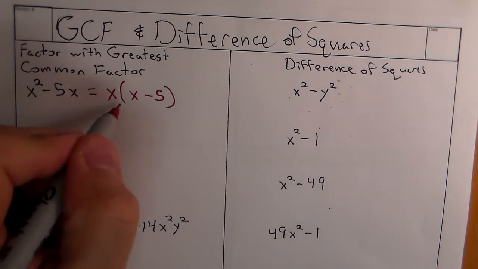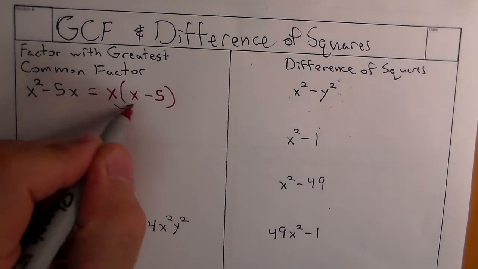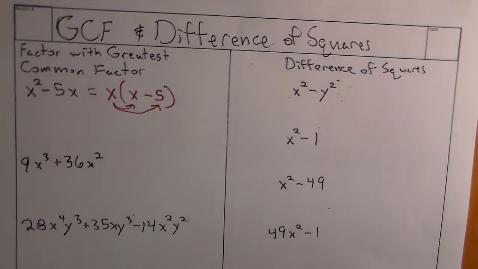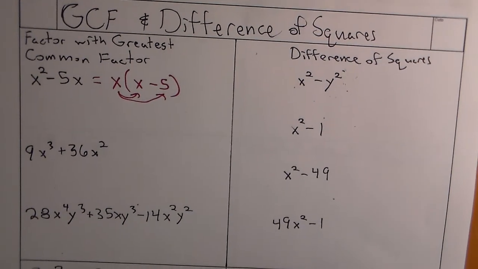Now, this is the opposite of doing distributive property. With distributive property, we'd multiply the x to both terms and get back to this. So keep that in mind as we go through. Greatest common factor is really just the opposite of distributive property.